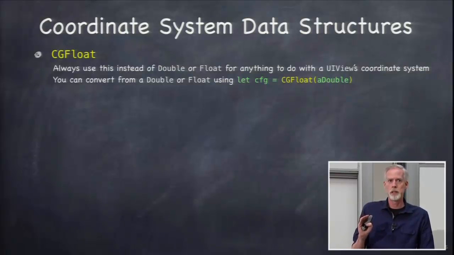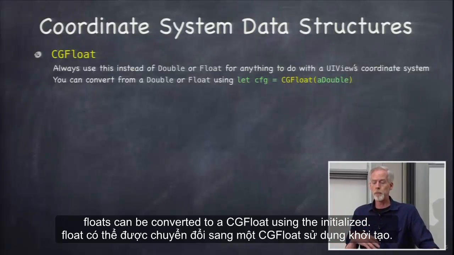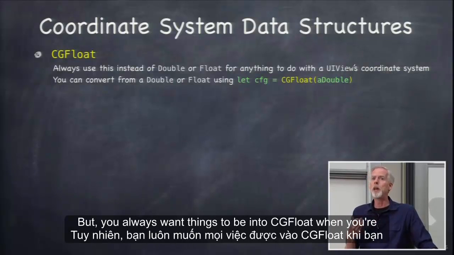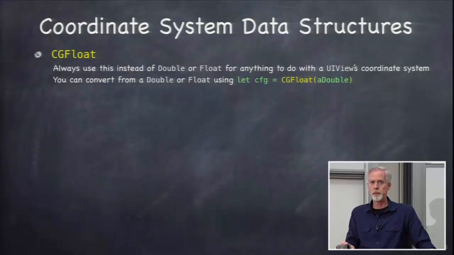CGFloat. Now, Doubles and Floats can be converted to a CGFloat using the initializer. CGFloat has initializers for Floats and Doubles that you can pass and turn it into a CGFloat. But you always want things to be CGFloats when you're working in the coordinate system, okay?